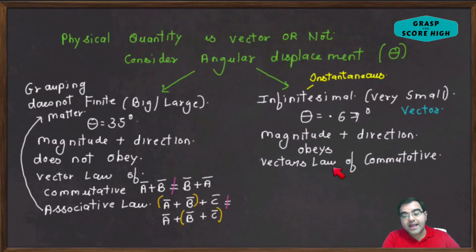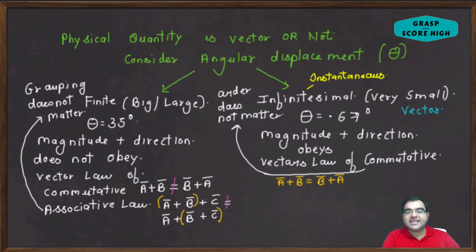They obey the commutative law. We all know commutative law basically means order change. So my A bar plus B bar, if I interchange it, becomes B bar plus A bar. Still I am going to put an equal-to sign, because an infinitesimal vector is going to obey this.